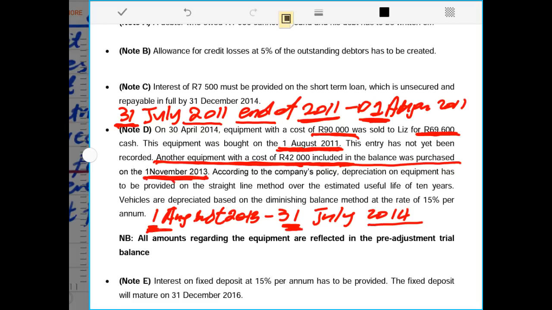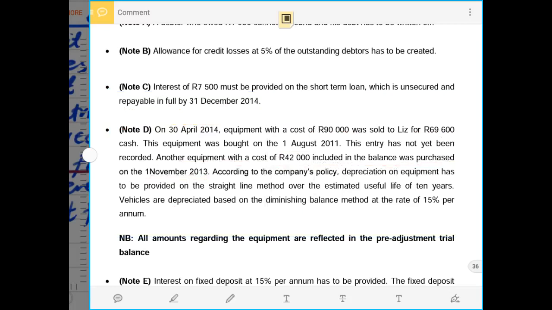So it means it was bought in November, then we have to calculate the number of months from November until 31st of July in the year 2014 when it comes to the depreciation of this new equipment. Then we continue again, and they say, take this into account. They say the 42,000 rands is already included in the balances.